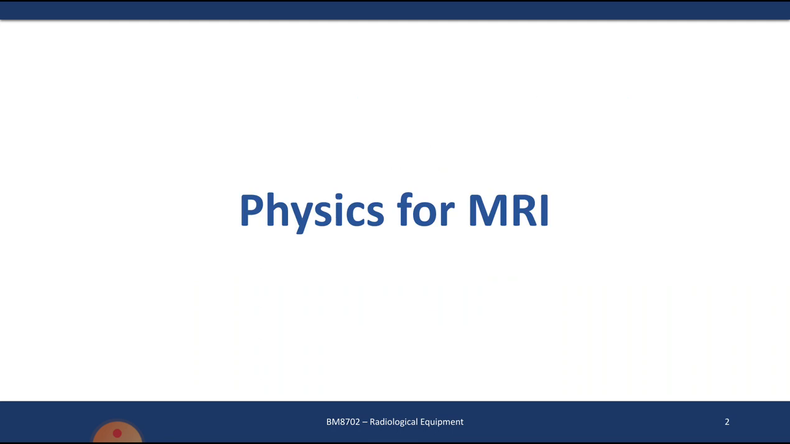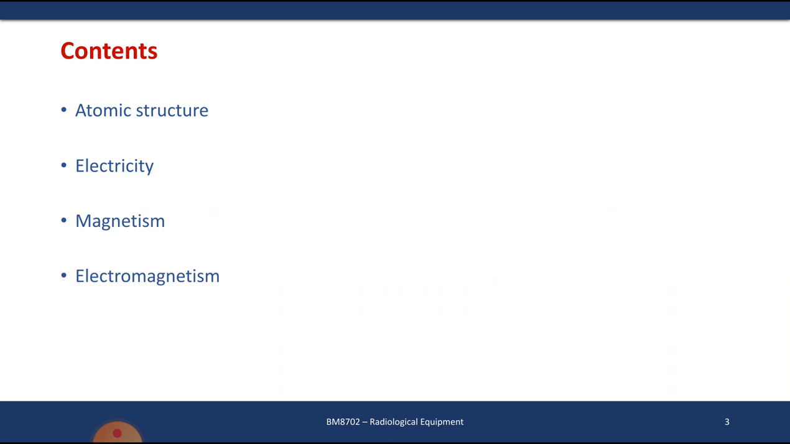So, physics for MRI. We'll be looking at atomic structure, electricity, magnetism, electromagnetism and electromagnetic radiation. You would have studied all these things in your school and in your previous semesters, but I just need to refresh your memory, a quick recap of the important terms and important principles which are required for MRI systems. So first one is atomic structure.